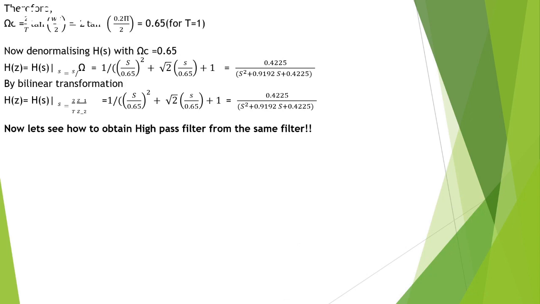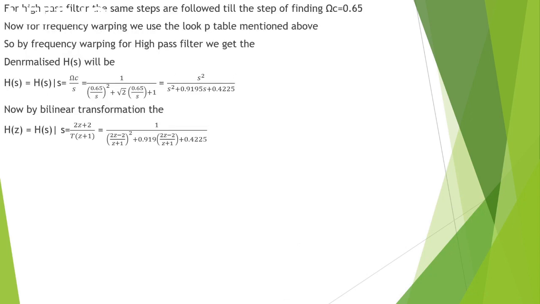Now, after denormalizing H of s with s is equal to omega c by s, we'll be obtaining the denormalized system function for the digital high pass filter. Now, using bilinear transformation, we'll substitute s is equal to 2 into z minus 1 by T into z plus 1 to obtain the digital high pass filter system function. Thus, we'll be obtaining the low pass filter and high pass filter using bilinear transformation from the given system function. Later, let's see the MATLAB implementation of these two system functions and see how the graphs vary with the frequency.